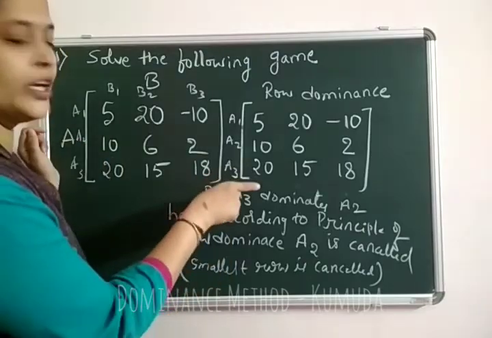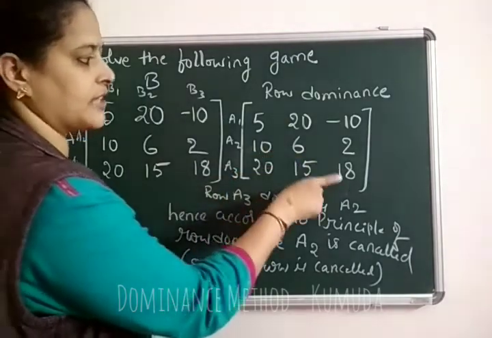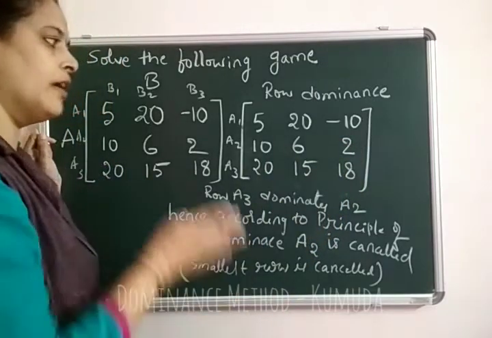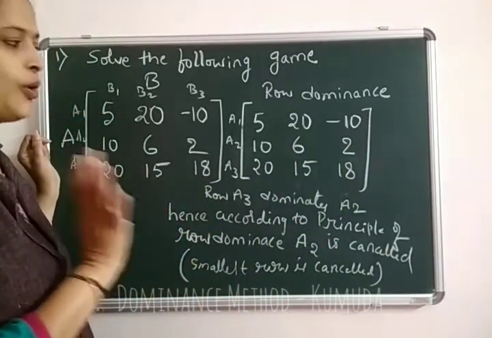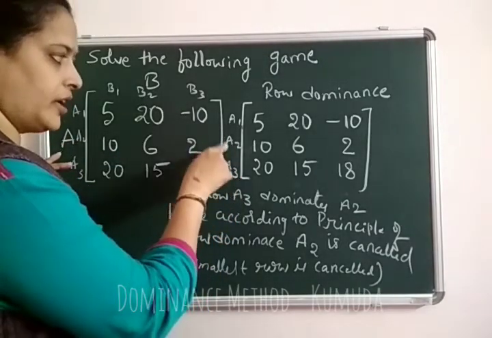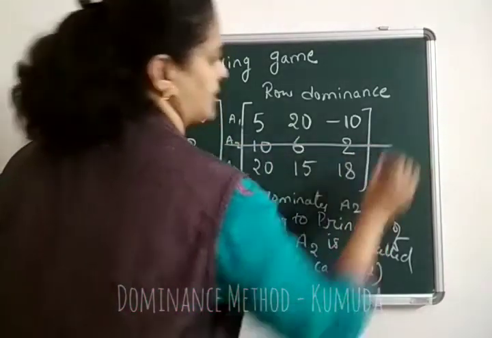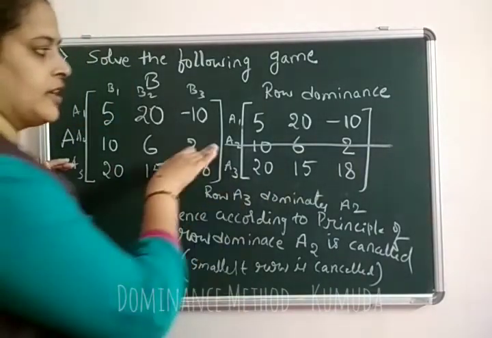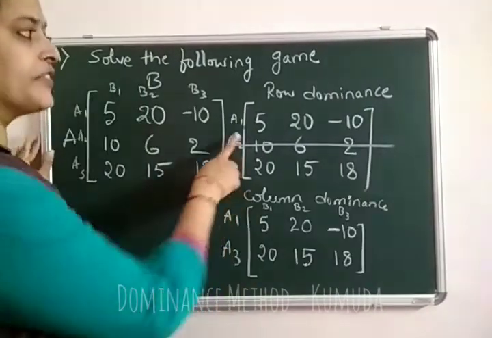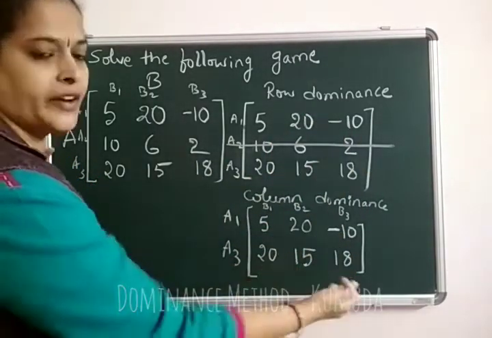I repeat, we compared the second and third row. We see that 20 is more than 10, 15 is more than 6, 18 is more than 2. That means the third row is bigger compared to the second row. And according to the row dominance, the least row has to be cancelled. Now we can clearly see that A3 and A2 are compared. A3 is dominating A2, but the rule of row dominance says that the least row is cancelled. So according to the row dominance, the middle row gets cancelled. After the row dominance, we can clearly see that no more row dominance happens. So I have written the reduced matrix here.